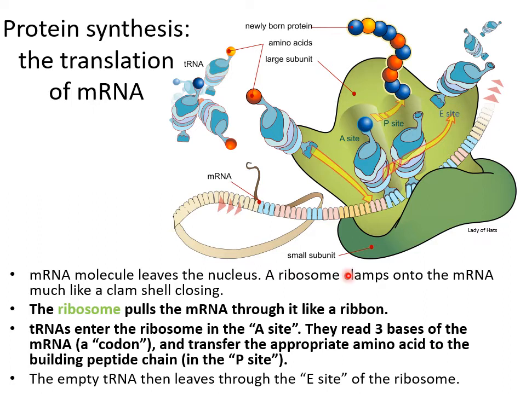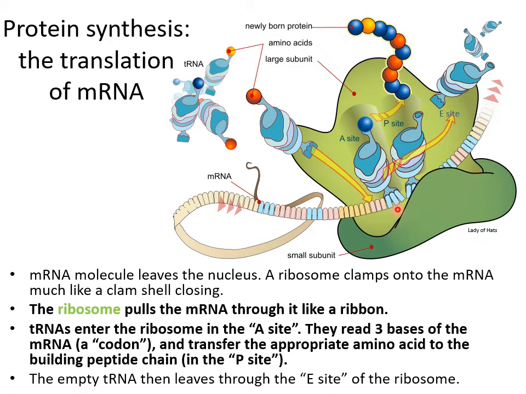An mRNA leaves the nucleus. It floats into the cytoplasm, and it meets a ribosome. A ribosome has 2 subunits. Here it is pictured in light green and a darker green. It clamps on to the mRNA, kind of like a clamshell closing. And it has 3 sites: an A site, a P site, and an E site.